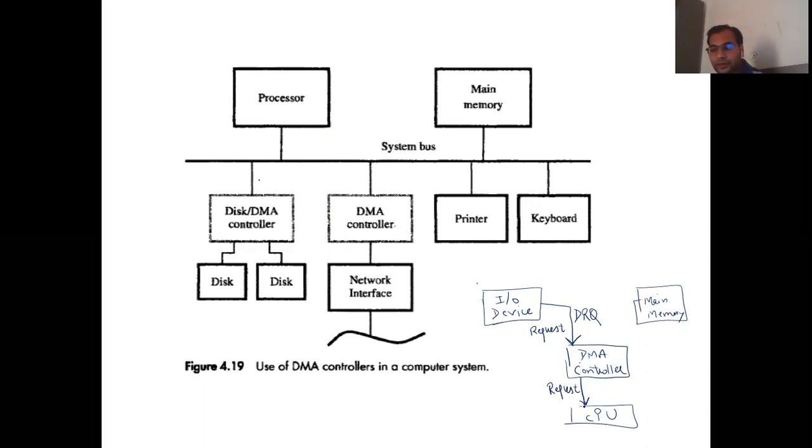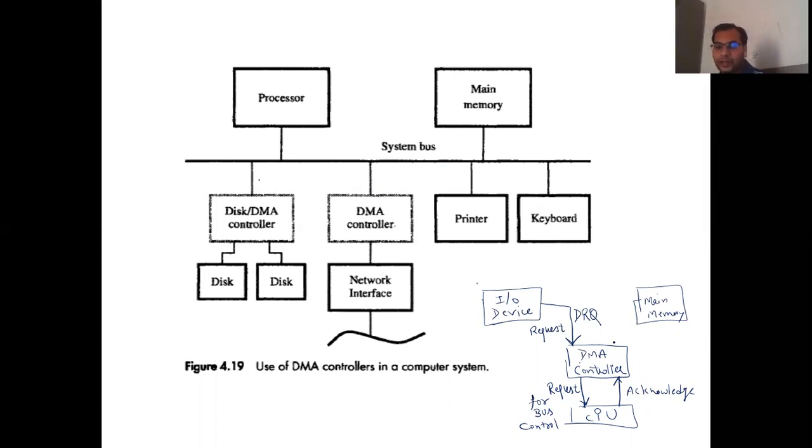What request will it make to the CPU? That the IO device wants to interact with the main memory, so it needs the control of the bus. It will request for the bus control. As soon as the CPU sees the request for bus control, it will acknowledge the DMA. Okay, I am handing over my job to you, I am handing over the system bus to you. You can have the control of the buses.